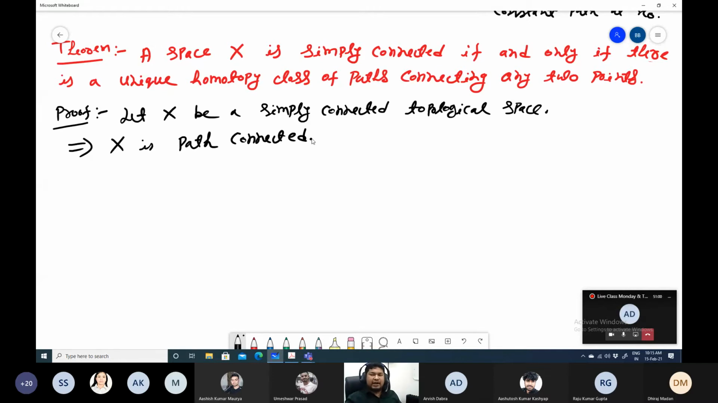Now since X is path connected, that means if you choose any 2 points, then they are connected by a path. What we need to prove? We need to prove that those paths are unique. Okay.